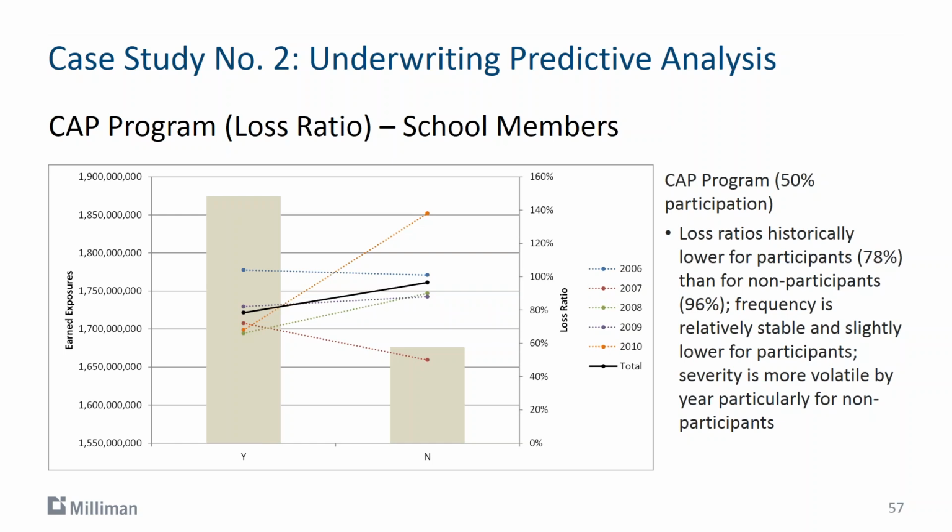So we look to see, okay, yes, the school members that are participating in CAP versus no, the school members that are not participating in CAP. And you can see that there is some differentiation there. So each line represents an accident year. So there's 5 accident years that are being represented here, and the black line represents an average of those 5 years. So there is some differentiation there where, yes, indeed, the loss ratio for the members that are in CAP is lower than the loss ratio for the members that are not in the CAP program.